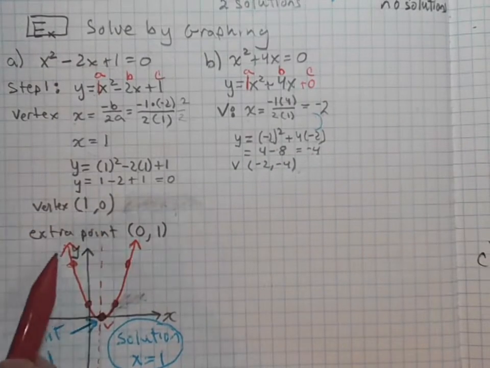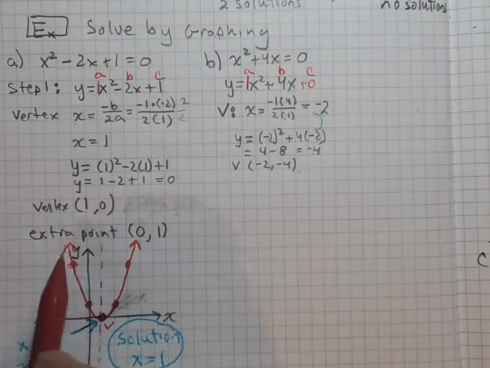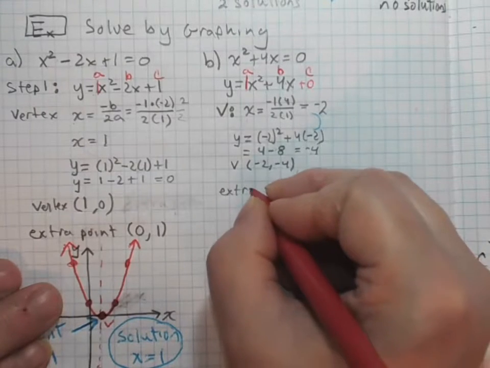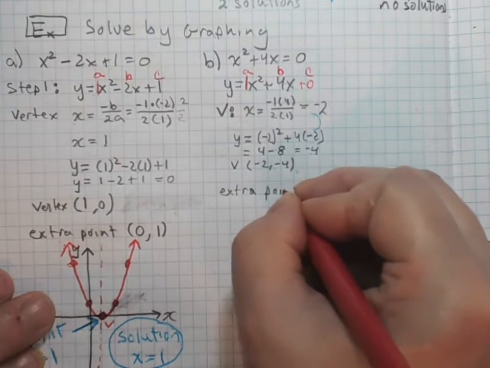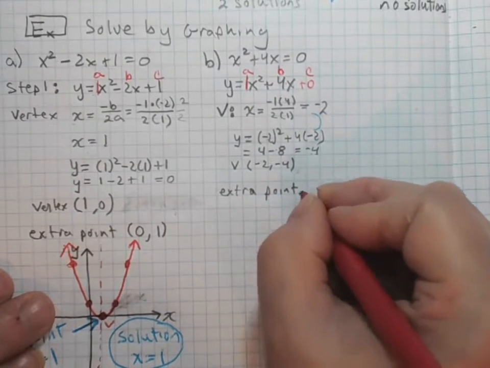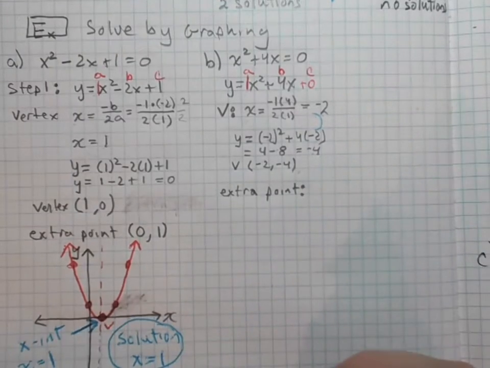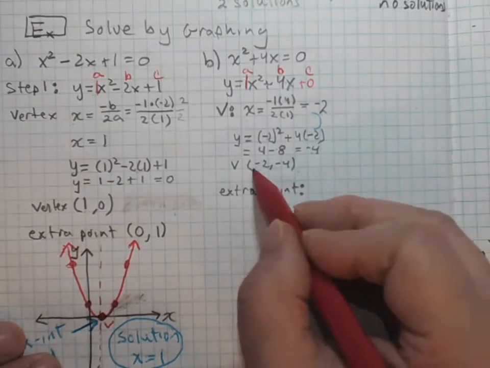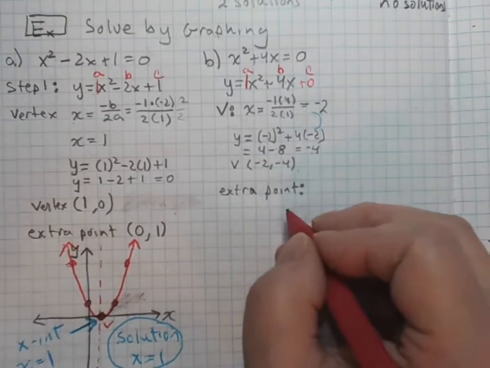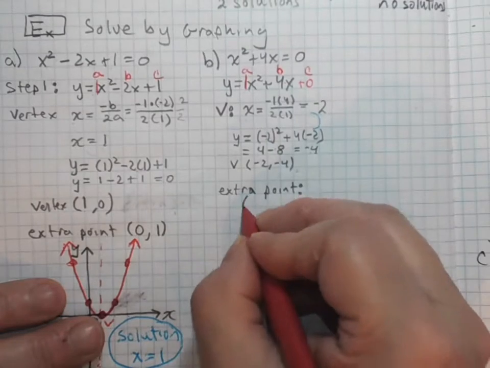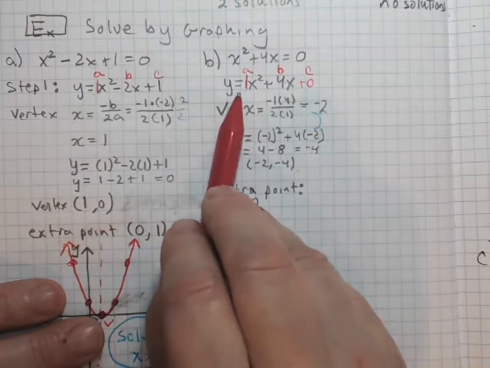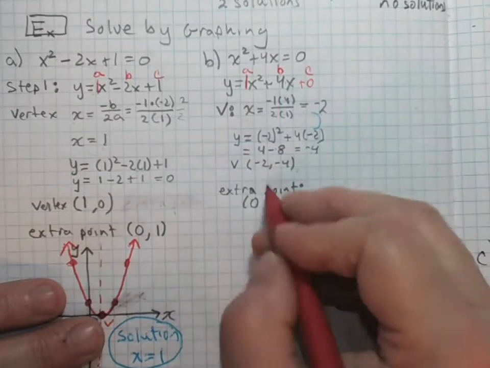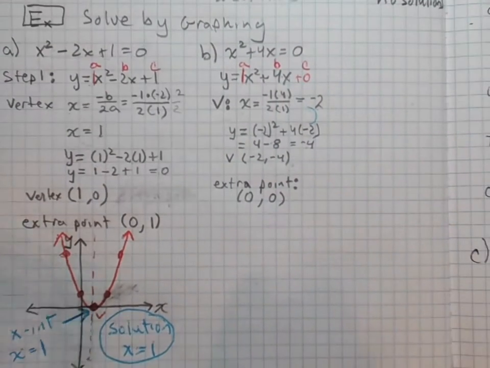All right, we do need an extra point for graphing. And if I can plug in 0 for my x, I will. Since I haven't found that value, this is going to give me my y-intercept. And so let's plug in 0. And so the y would be equal to 0 squared plus 4 times 0. Well, that's just 0. So (0, 0) is an extra point.